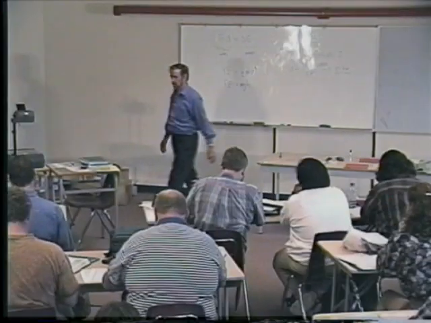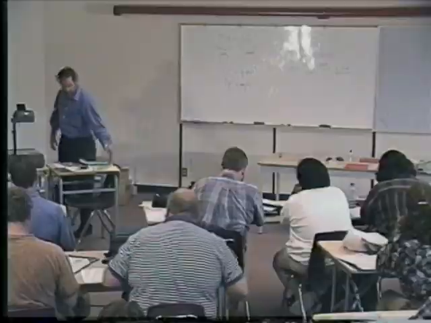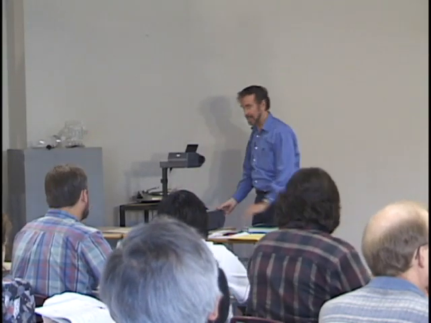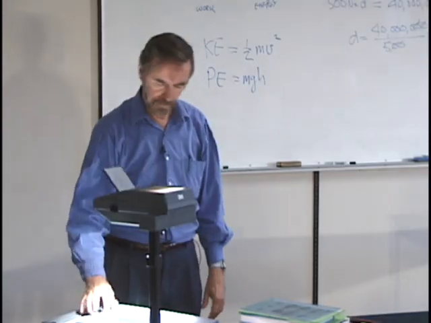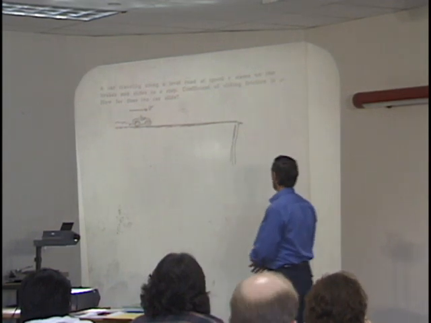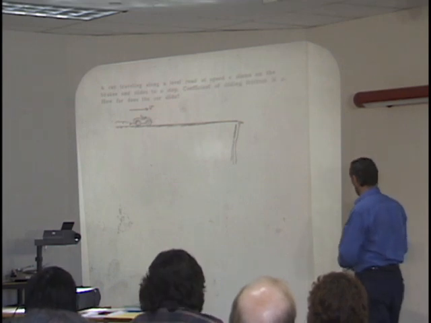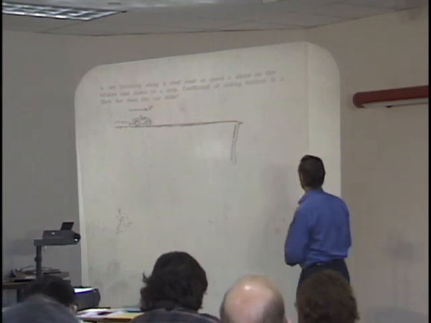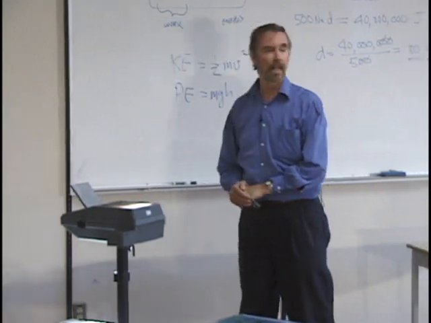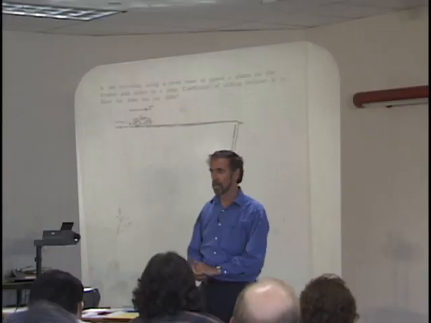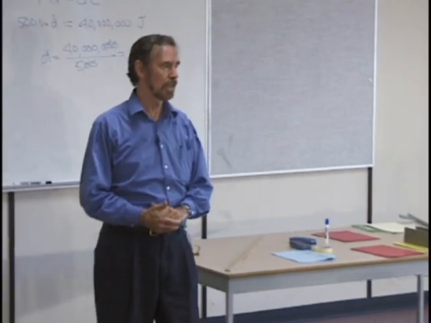I want to show you a little bit on problem solving. In my conceptual course for non-majors, I don't do what I'm doing now. A car traveling along a level road at speed v slams on the brakes and slides to a stop. Coefficient of sliding friction is mu. How far does the car slide? Give me the solution, please. You have 30 more seconds.